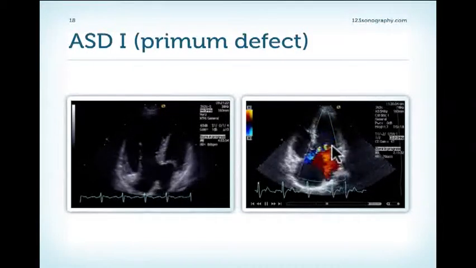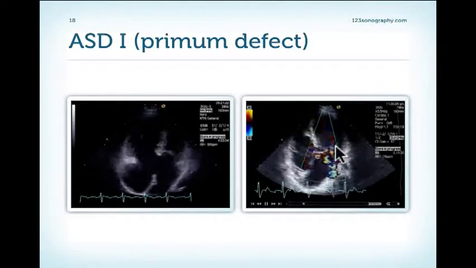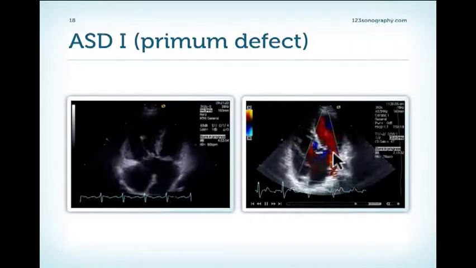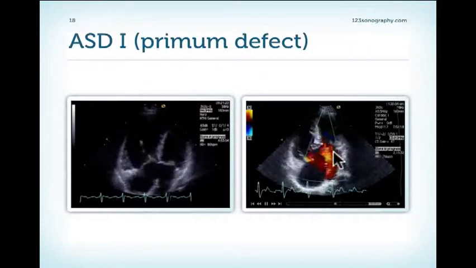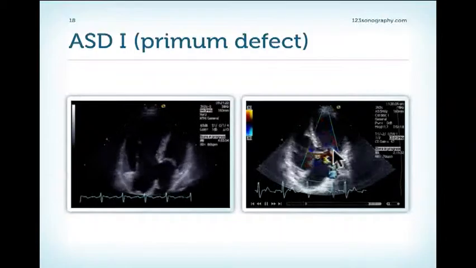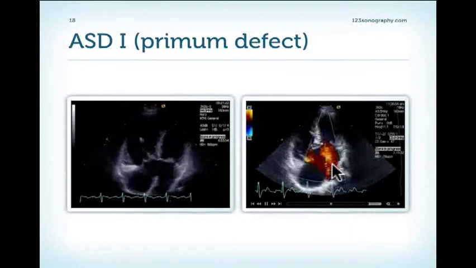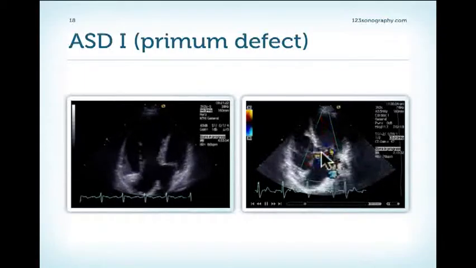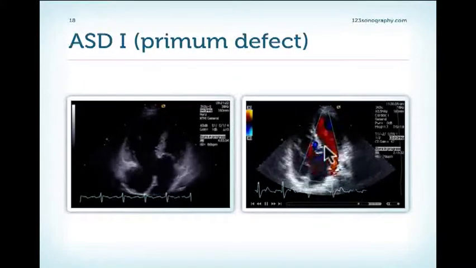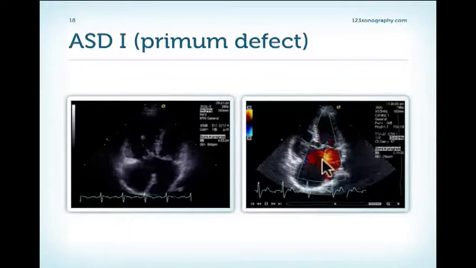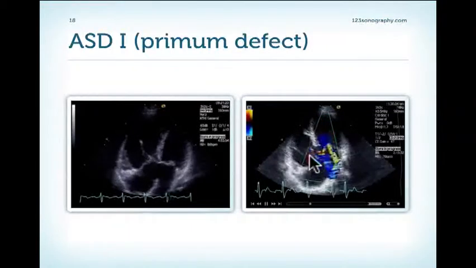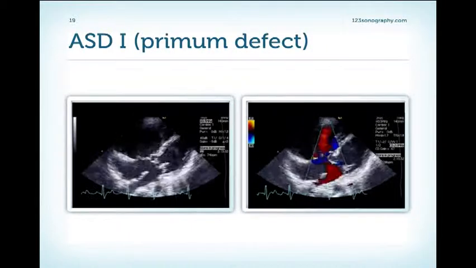primum defect, and we see that these defects are in general associated with AV valve regurgitation caused by the malformation of the AV valves, and we nicely see mitral regurgitation. We see a jet here coming from the crux, going from the left ventricle to the left atrium, and we also see some tricuspid regurgitation.